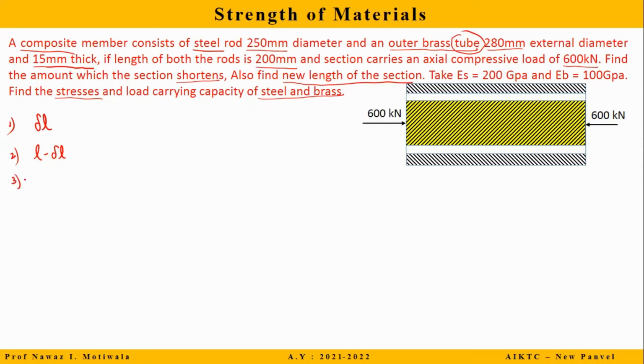Third part is required, find the stresses. Stresses means I need sigma B and sigma S in both the materials. And the last one asked is load carrying capacity. So the fourth one is the load carrying capacity, that means PB and PS.